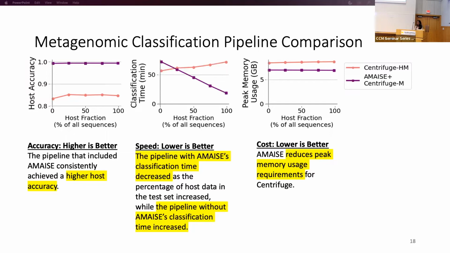And then speed, again, where lower is better. The pipeline with AMAISE's classification time decreased as the percentage of host data in the test set increased. And then the pipeline without AMAISE's classification time increased. For most of the host fractions, the pipeline with AMAISE's speed was better than the pipeline without.